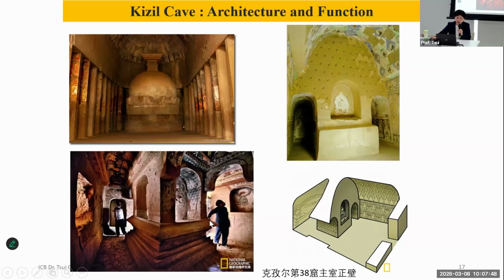This type of central pillar was also used for circumambulation, for walking meditation and walking visualization of the Buddha.